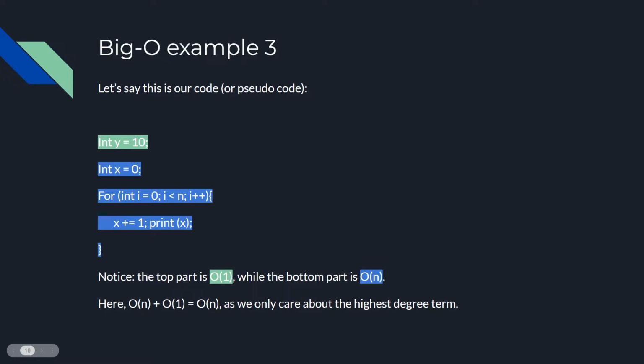Here is an example of the second rule that we've just gone over. So the first line of code has a time complexity of O of 1, while the second section of code has a time complexity of O of n. Since O of n is greater than O of 1, the time complexity is ultimately O of n and not O of n plus 1, since the n term dominates and we just ignore any terms that are smaller.